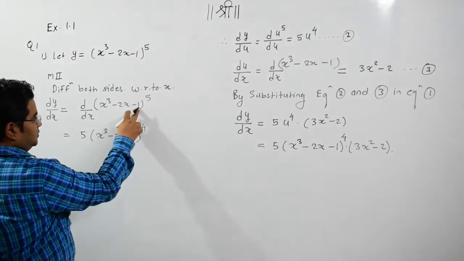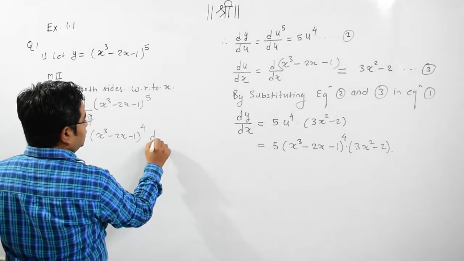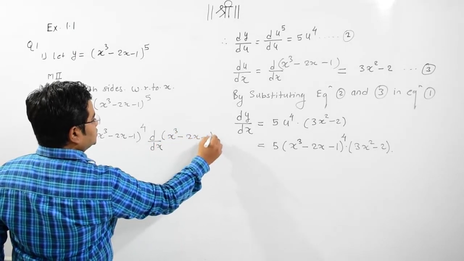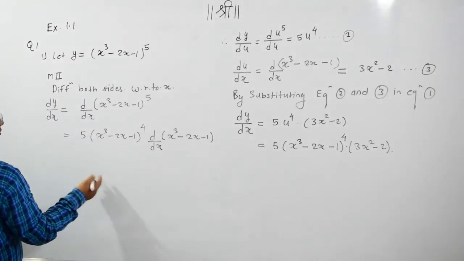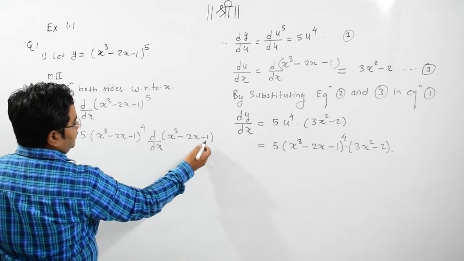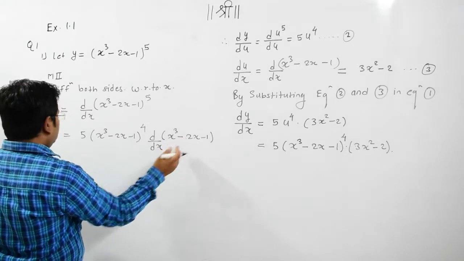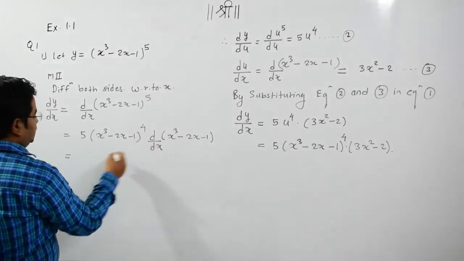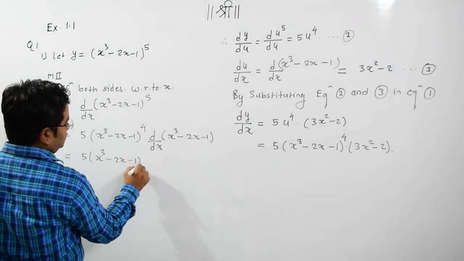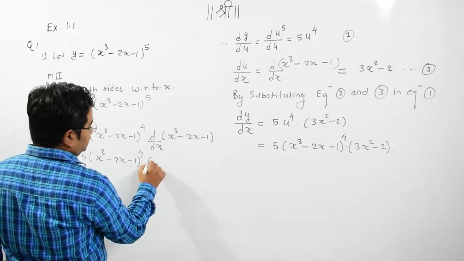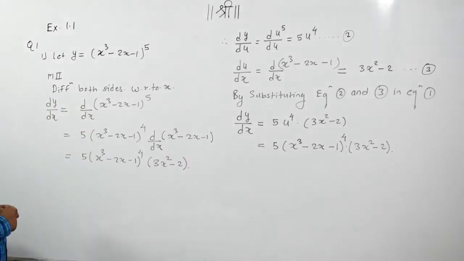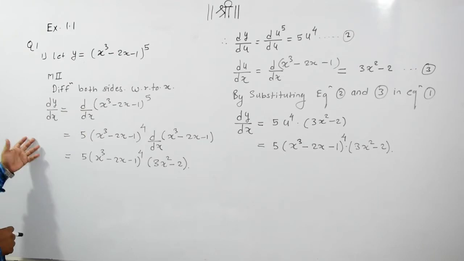Now what is the differentiation of this? Okay, you need to do it thoroughly, otherwise d upon dx of x cube minus 2x minus 1. As we had this formula earlier, the differentiation of f of x dot derivative of f of x. So again we need to differentiate it once. So finally what you will get? 5 times x cube minus 2x minus 1 bracket raised to 4. Now what should be its derivative? So 3x square minus 2, that's it. That's our final answer. So within 3 steps we can solve this problem.